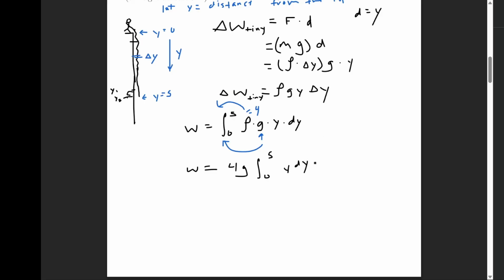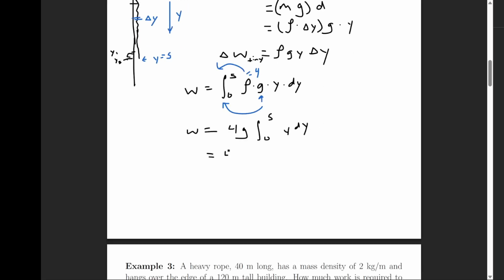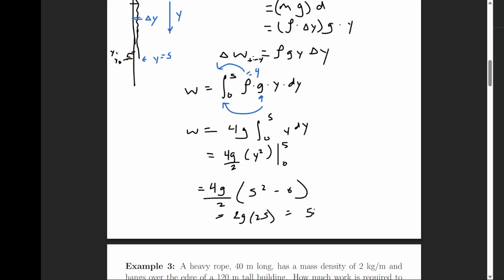So we take the integral of this, 4g, and then we get y squared divided by 2, because that's the integral of y. I'm just going to put the 1/2 on the outside, so it's easier to deal with, and then evaluate from 0 to 5. So now we've got 4g times 5 squared over 2, minus 0. I guess we can simplify this, so that's just 2g, and then times 5 squared, which is 25, right? And then this is equal to 50g. And that's your answer. Boom, we did it.